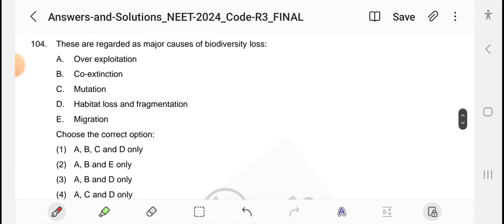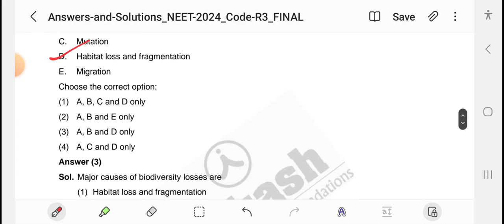Next, these are regarded as major causes of biodiversity loss. So overexploitation, then co-extinction, habitat loss and fragmentation. So the correct option would be option number 3, that is A, B and D only.